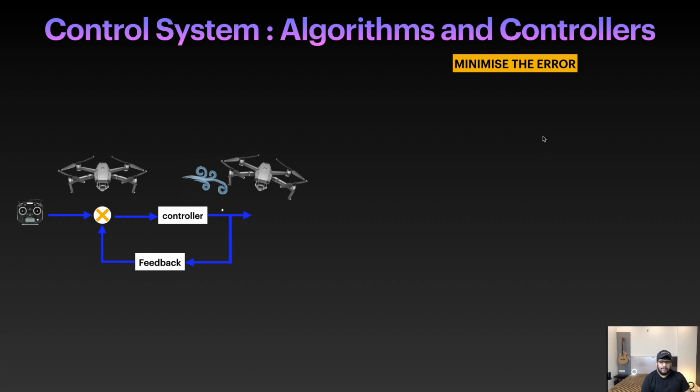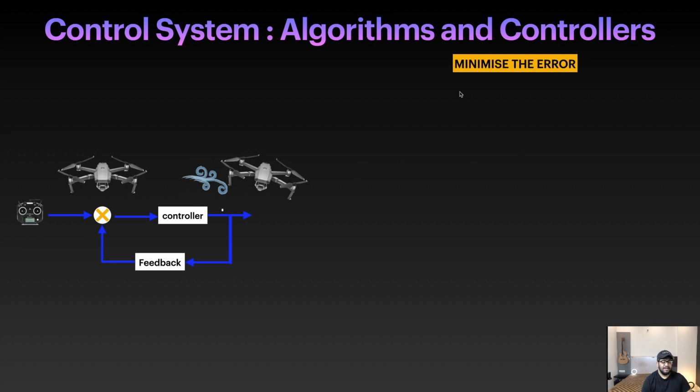So let's talk about algorithms and controllers. The entire idea behind this compensation of external forces and internal defects by the flight controller, the entire idea of the control system, is to minimize the error. That is, to have the measured value as close as possible to the set point value, to give the user the best experience, to give the drone exact control as the user has demanded, and to compensate if there is any error caused by something like wind or some internal defects.